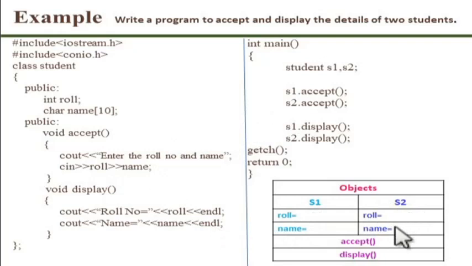It means member variables have separate memory space. And the most important thing is that the member functions accept and display for both objects have common memory space.